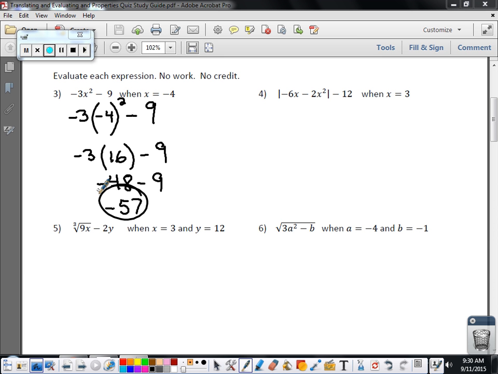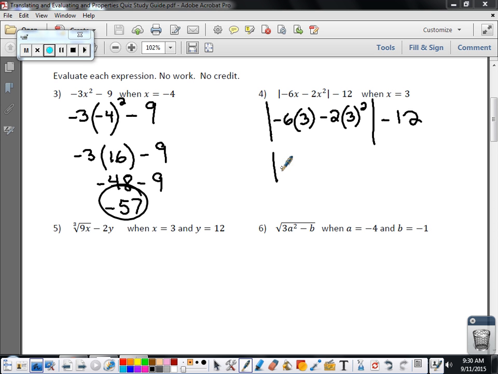Moving on. Number 4, I'm plugging in 3, so I have the absolute value symbol, negative 6 times 3, minus 2 times 3 squared, absolute value, minus 12.